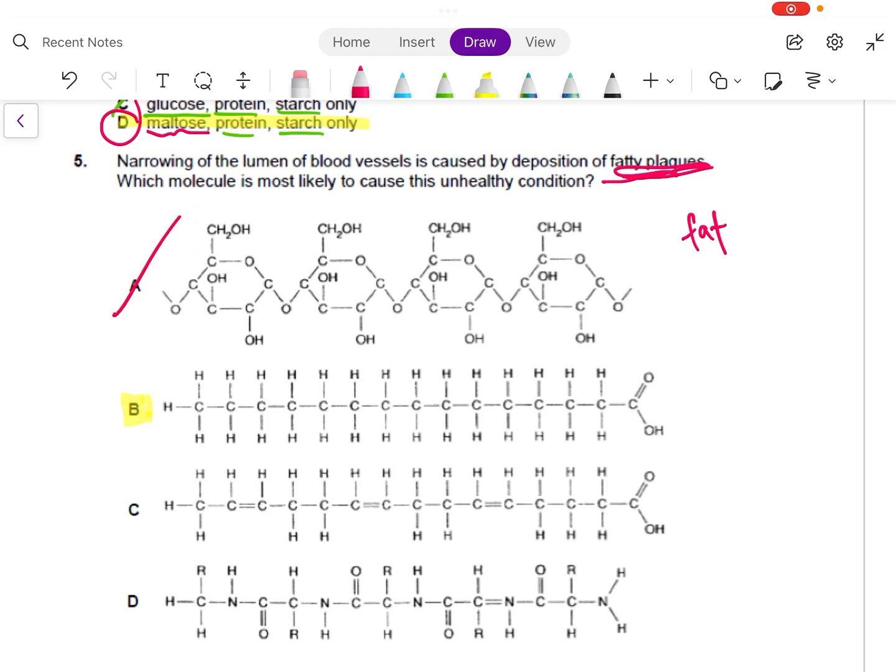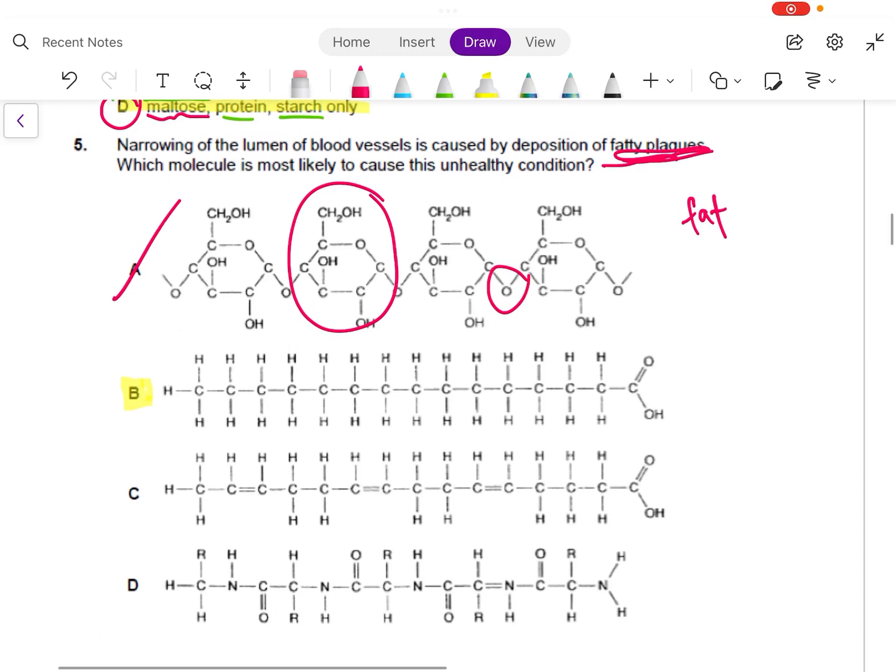A has to be ruled out because A is likely some sort of a polysaccharide. How do I tell? Each one of these units is a glucose unit. I can also see that there are glycosidic bonds, so A is out. D is also out because I can see peptide bonds, therefore it's some sort of a polypeptide. So we're only left with B and C. We look at B and C, actually both of them are fatty acids.